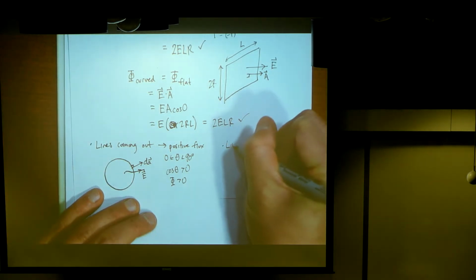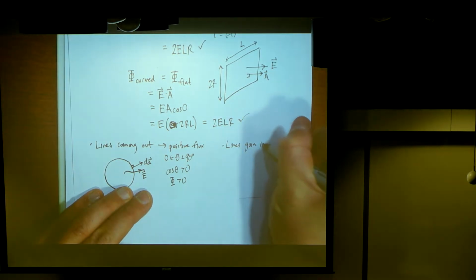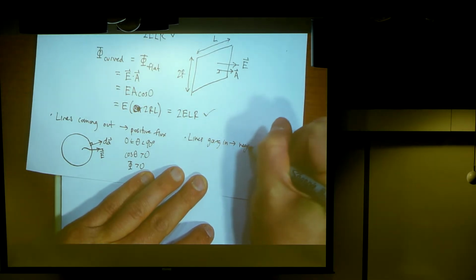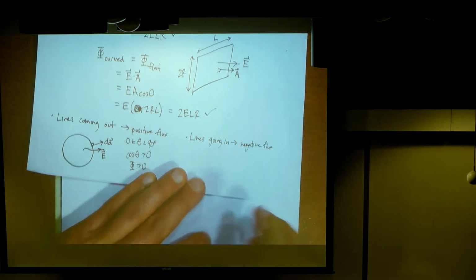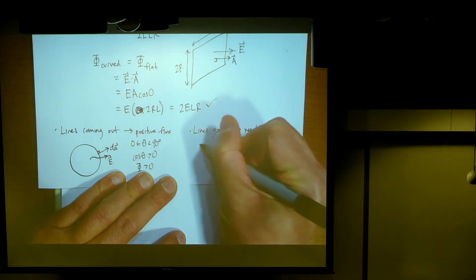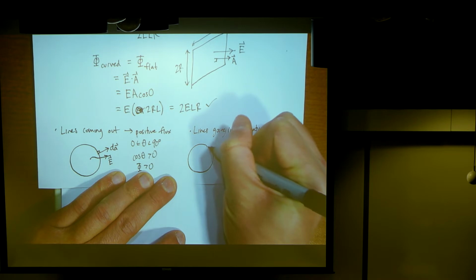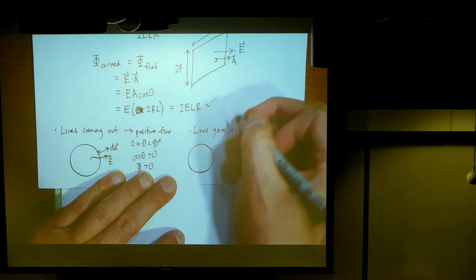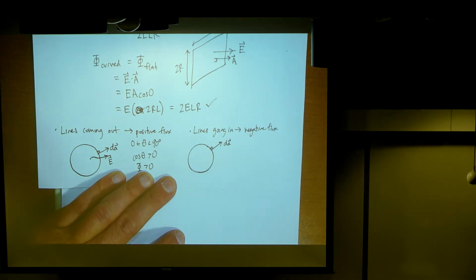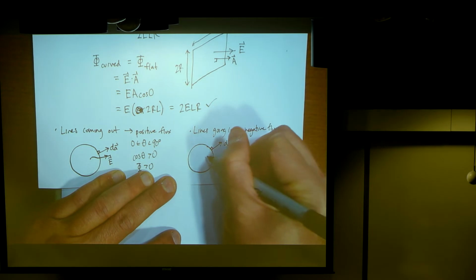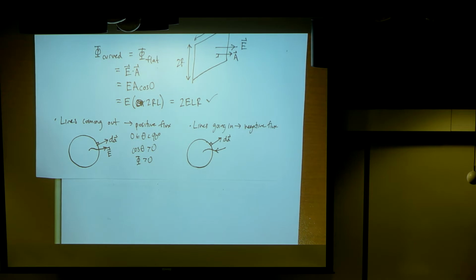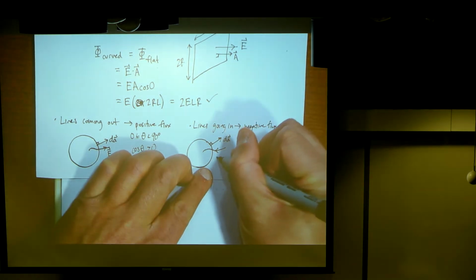But if you have lines going into your surface, I'm claiming that's negative flux. And we can convince ourselves that that's the case by drawing a similar kind of picture. You have your surface, and remember, if we have a closed surface, the convention is to say your area vector dA points outwards. Okay? What does it look like to have an E field line going in? It just means basically reverse the direction of the E field in the previous picture. That field line is going into the surface, right?